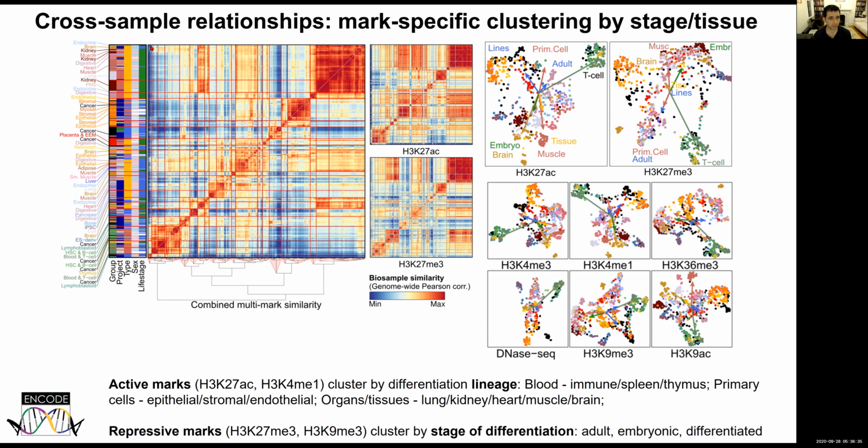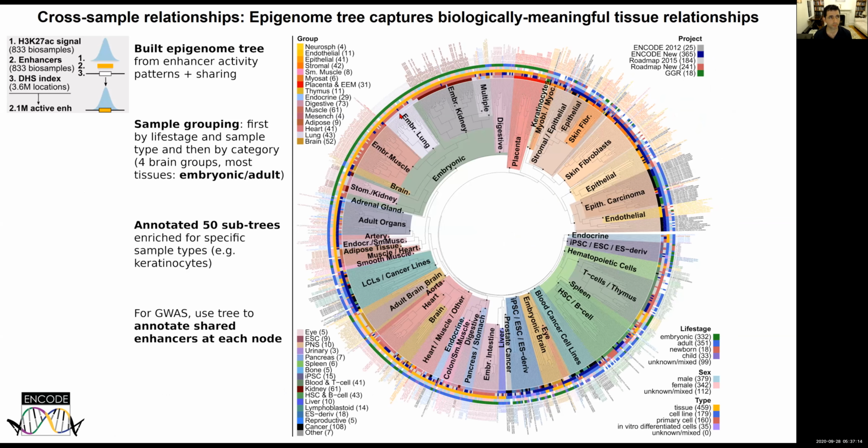You can basically see here that the combined multi-mark similarity, in fact, groups tissues by life stage in some cases, as well as by type and sex. And this is true for both repressive marks and active marks, which capture different ends of the spectrum. We find that active marks differentiate between different lineages best, whereas repressive marks differentiate between different stages of differentiation best. And you can see here the corresponding projections for each of a number of individual marks.